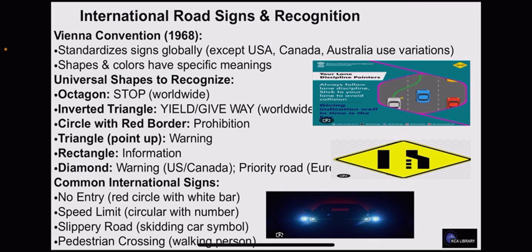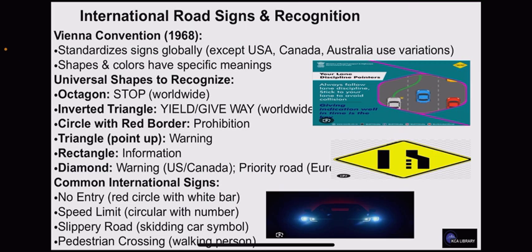We have the octagon, which is stop. It means stop worldwide. Then we have the inverted triangle, that is yield or give way worldwide. We have the circle with red border, which implies prohibition. Then we have the triangle that points up, which implies warning. Then we have the rectangle, which is passing information. Then we have the diamond, warning in the US or Canada, priority road in Europe.